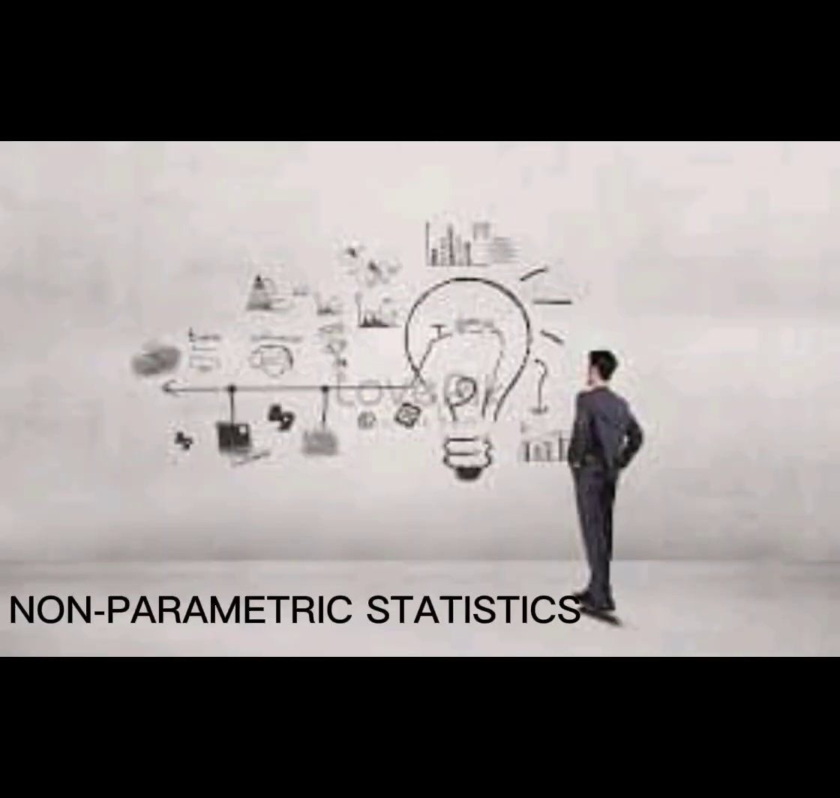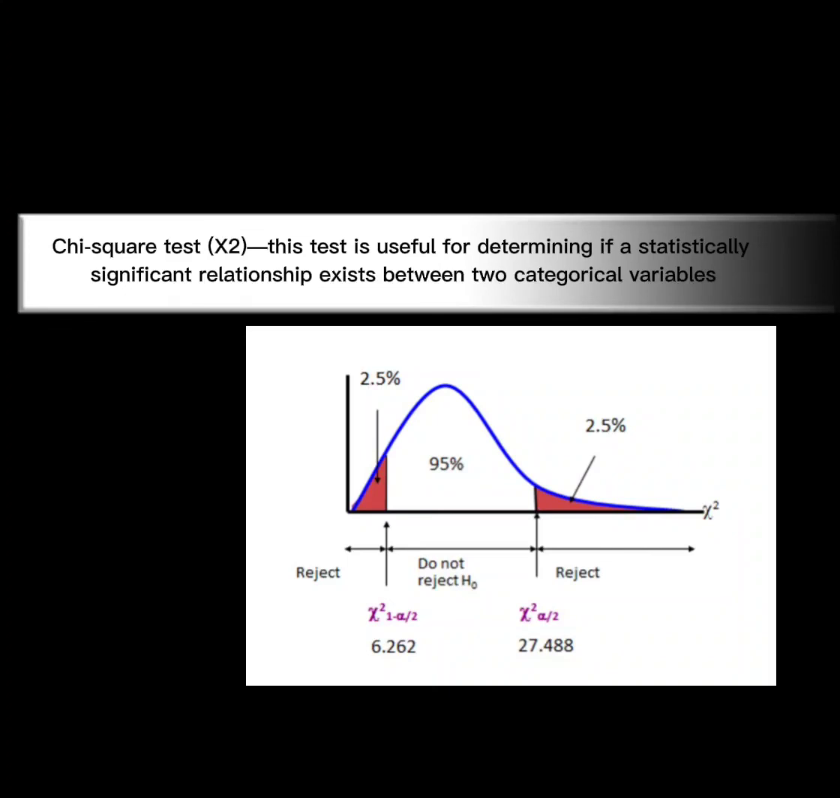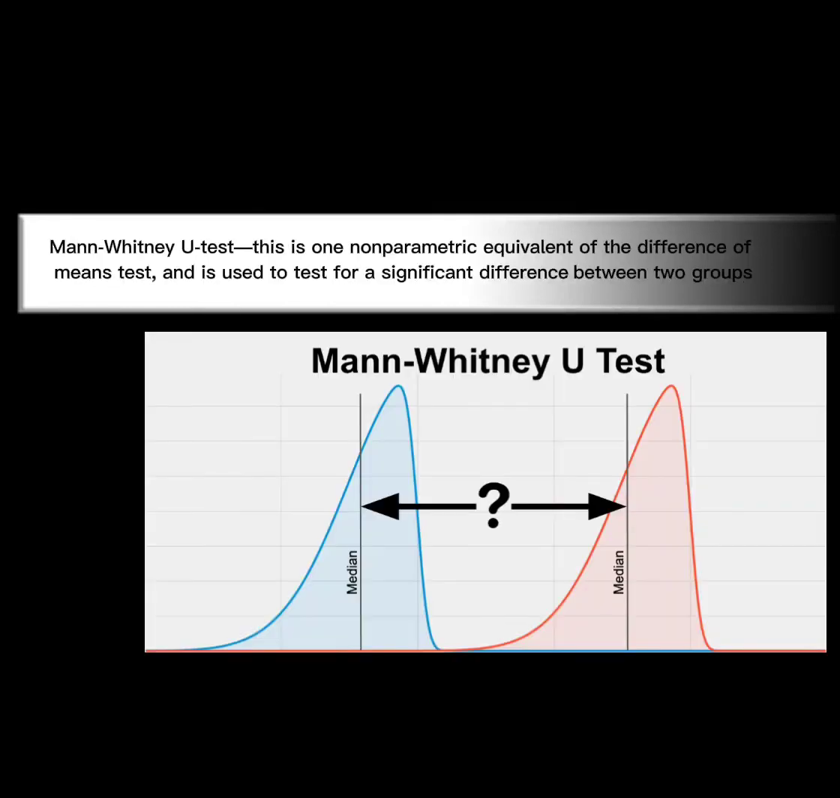Non-parametric statistics. Chi-square test, X2. This test is useful for determining if a statistical relationship exists between two categorical variables. Mann-Whitney U-test. This is one non-parametric equivalent of the difference of means test, and is used to test for a significant difference between two groups.